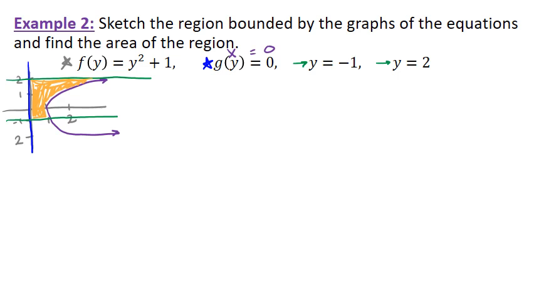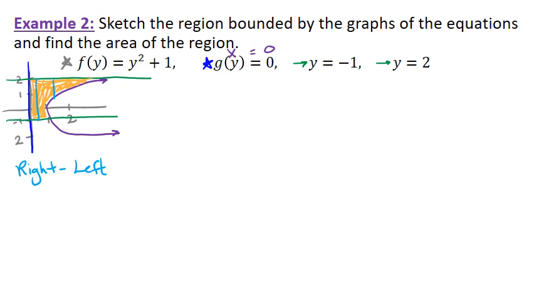So if I look at this, if I'm trying to identify if I should do a top minus bottom case versus a right minus left, notice how if we do top minus bottom, the bottom function changes. Here it's green minus green, and then here it's green minus purple. So we are not going to do a top minus bottom, and instead we are going to do a right minus left, because the quadratic function is always to the right of everything else.